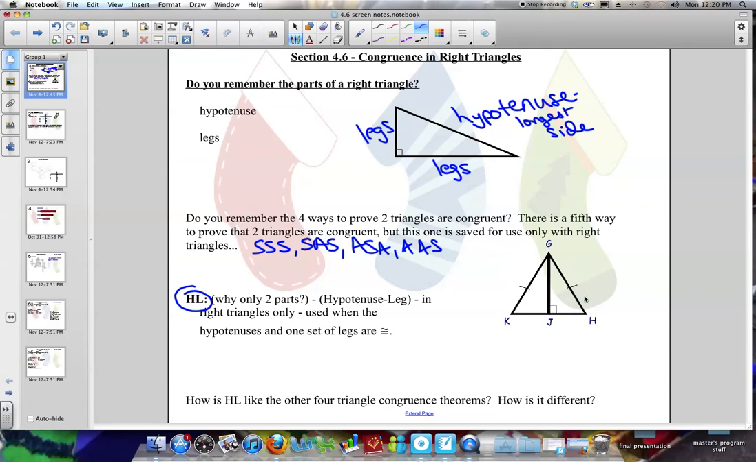This is a good example of using hypotenuse leg. We are given that the hypotenuses of our 2 triangles are congruent. We can see that we have right angles, given to us by the squares. And our 3rd piece that's congruent is segment GJ, which is congruent to itself because of the reflexive property. GJ is a pair of sides that we would call legs, and GK and GH are congruent. They are the hypotenuses. So HL would be the reason that these 2 triangles are congruent to each other.